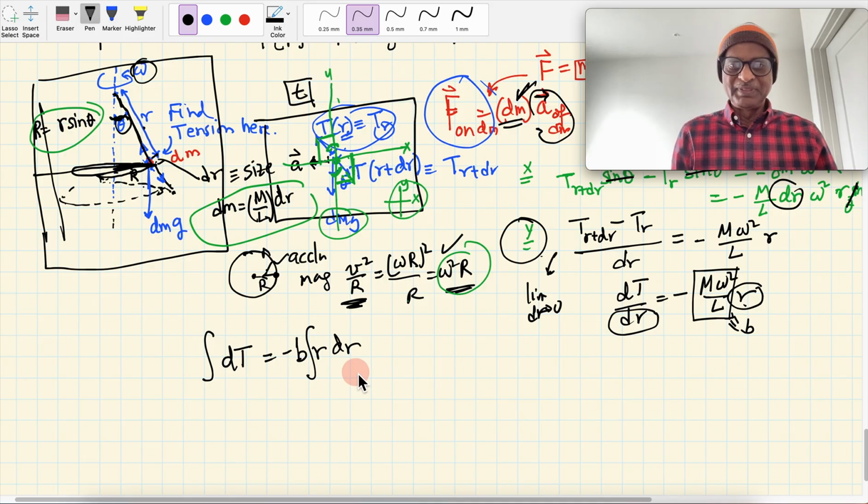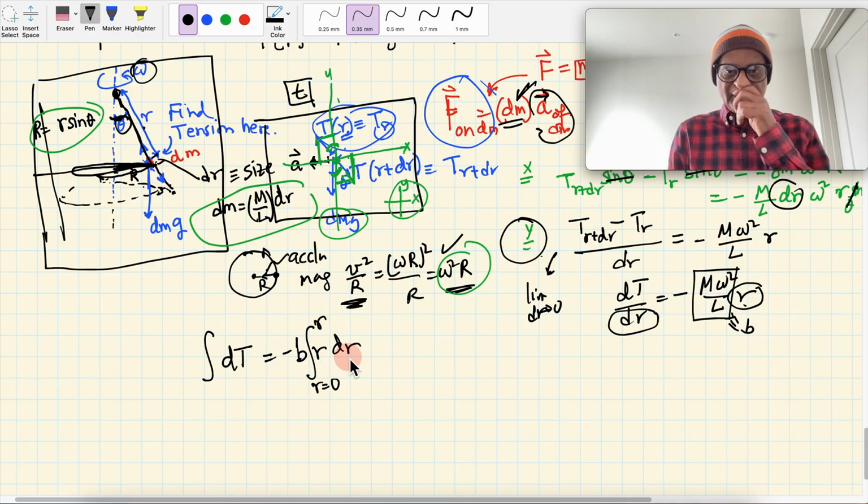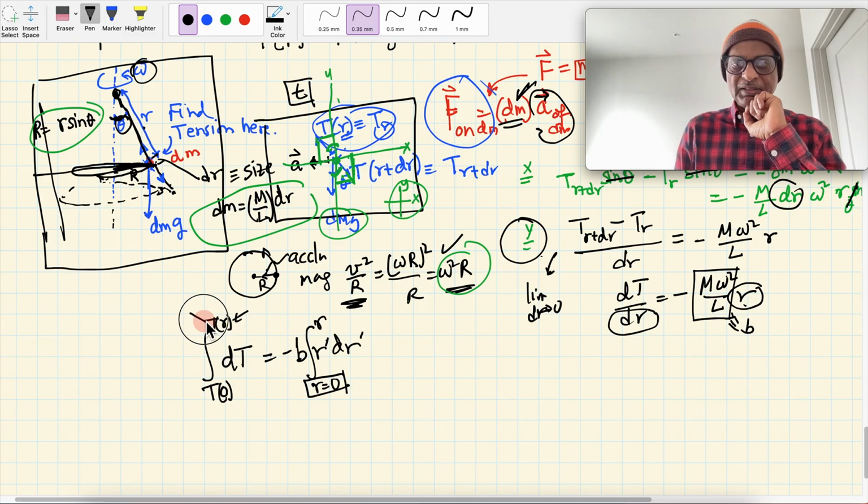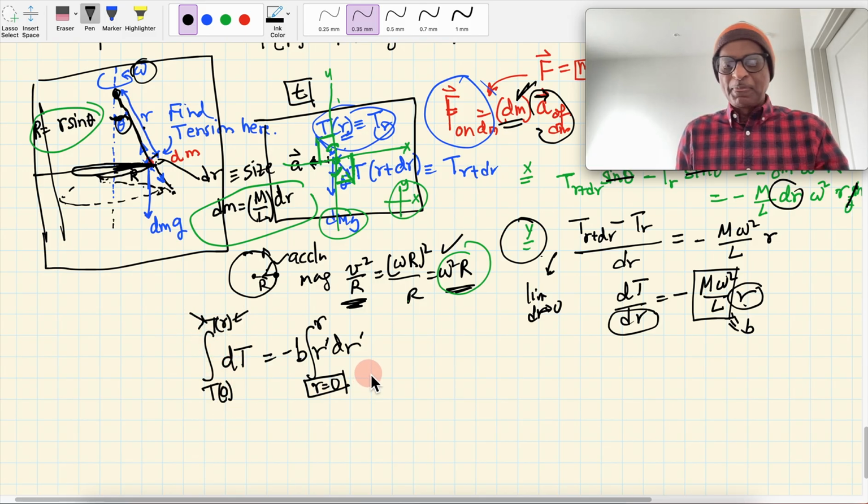In order to see the relationship, I have to integrate from, say, r equal to 0 to arbitrary r, and this r prime is a dummy variable when you integrate. This is the variable I want to go to that point. But at r equal to 0, I don't know what the tension is. So T at 0, and this is the T at r I need to know. This is what I want, so this integration will give me that.